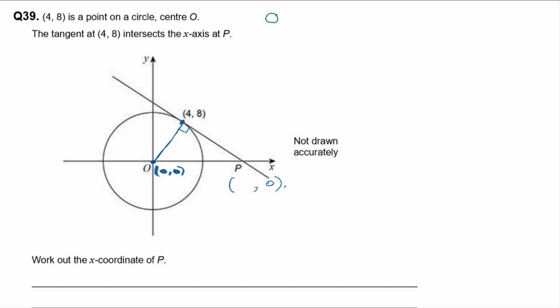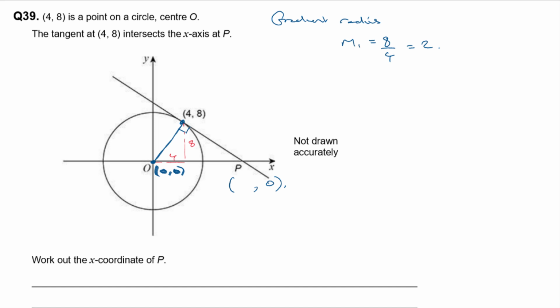So gradient of the radius, I'm going to call that m1, and that's going to equal to changing y from 8 down to 0 and changing x from 4 down to 0. That's 8, that's 4, isn't it? So m1 is going to be the change in y, 8, divided by the change in x, which is 4. Give me a gradient of m1 is equal to 2.